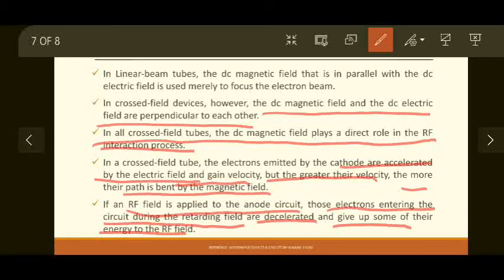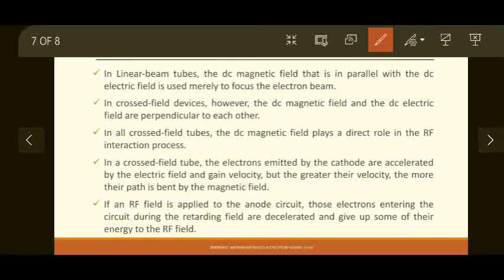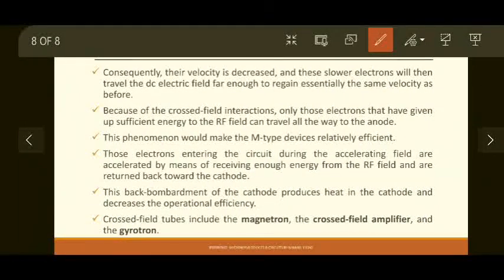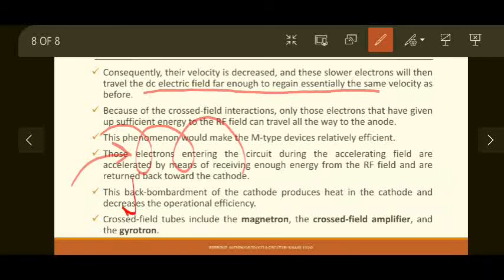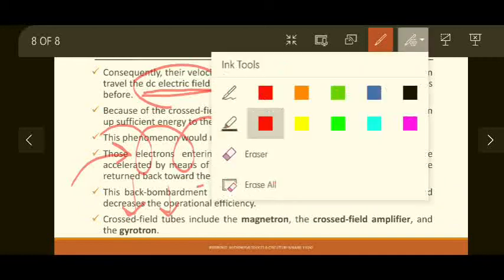Now once these electrons give up their energy to the RF field, what happens? The velocity of the wave is decreased because their energy is now given up. These slower electrons will travel the DC electric field far enough to regain essentially the same velocity as before. So when entering the slow wave structure, they lose energy, but as they travel along, they regain the energy because of the electric field.